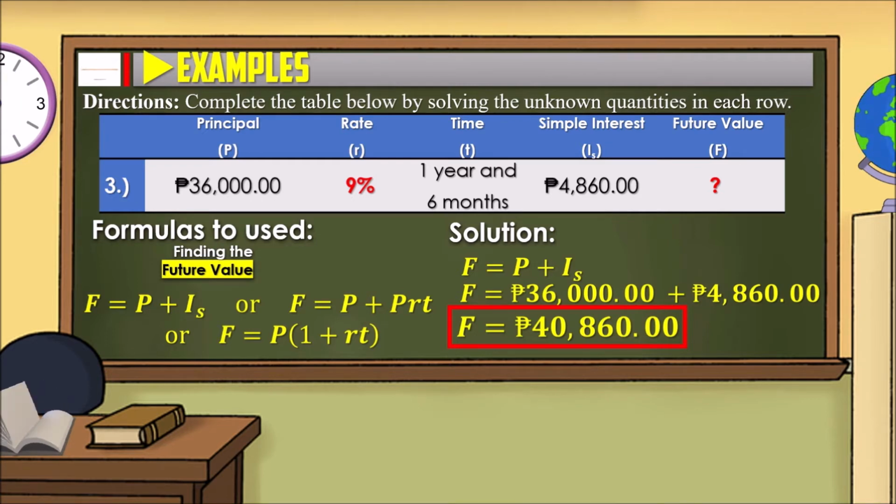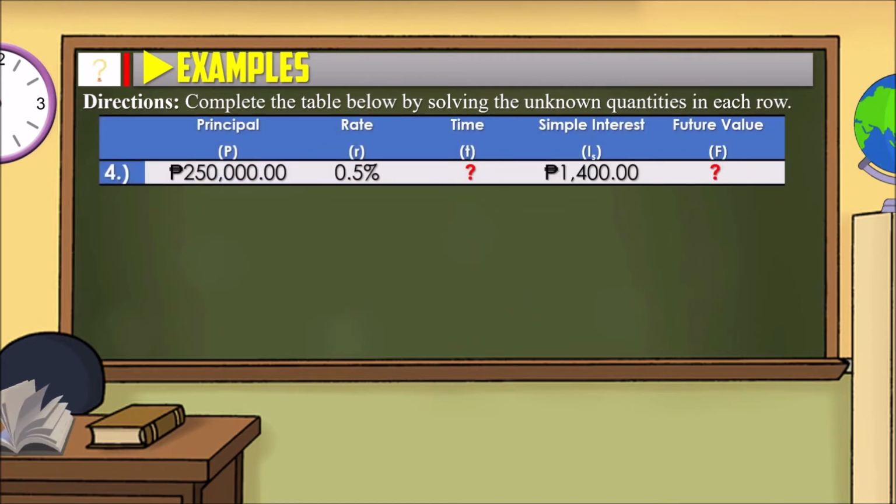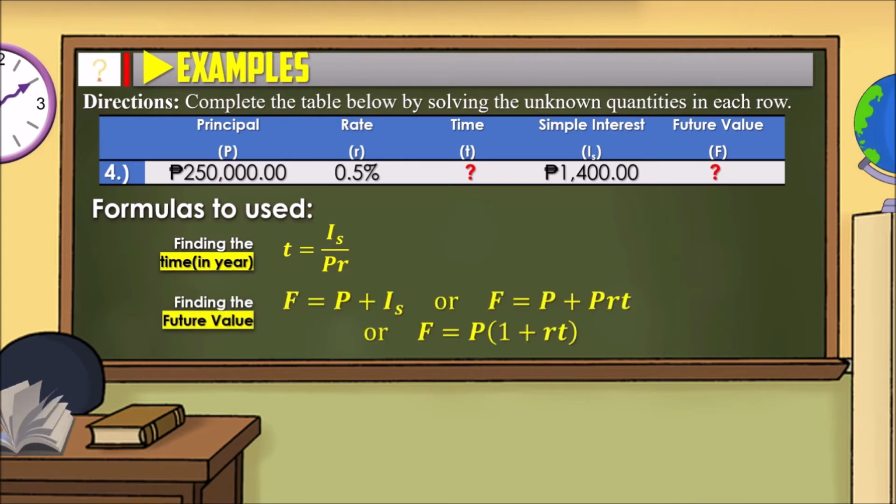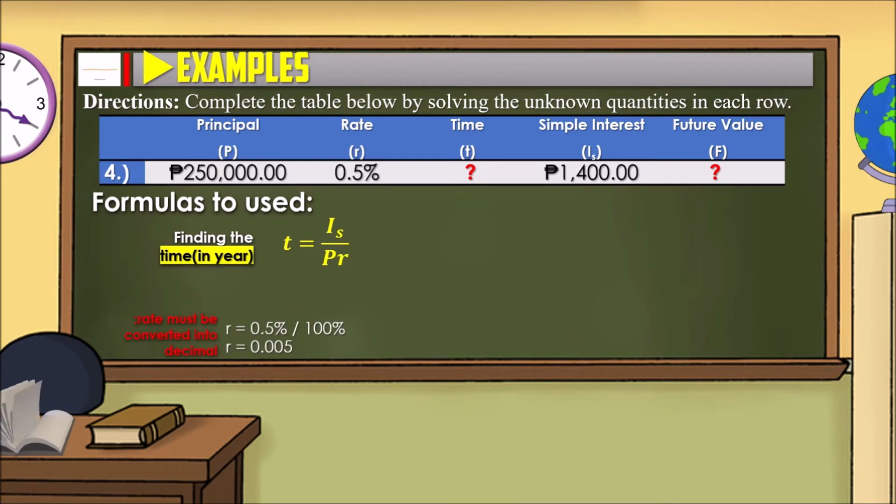For the last number, in number 4, we need to solve the time and the future value. Here are the formulas we are going to use. For finding the time, we have this formula. And for finding the future value, we have these formulas. Let us now solve for the time.